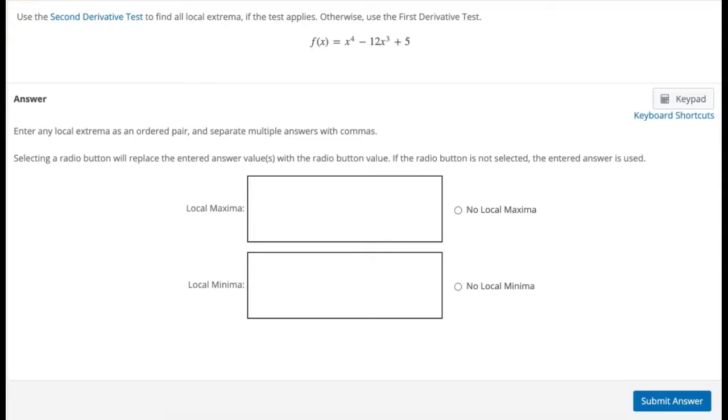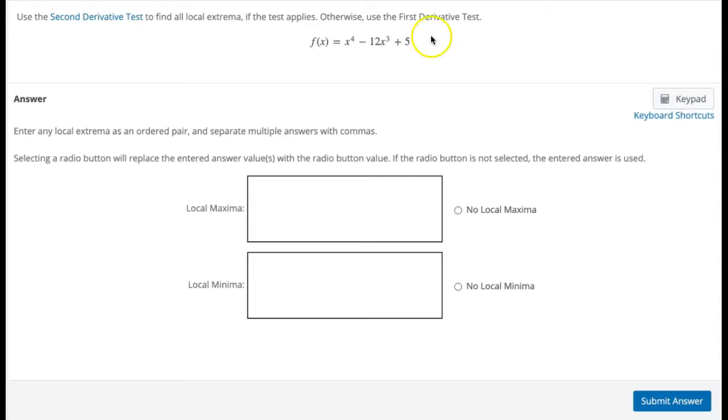All right, let's do an example from homework. We're going to use the second derivative test to find all local extrema. This is also known as relative extrema. If you're looking at other videos from other sources, it's the same thing, if the test applies. Otherwise, we're going to use the first derivative test. The only place where the second derivative test doesn't apply is when the second derivative is undefined. So if we run into that, we'll talk about it.